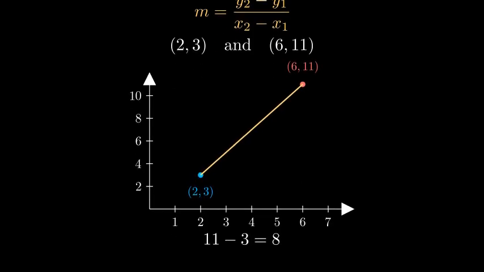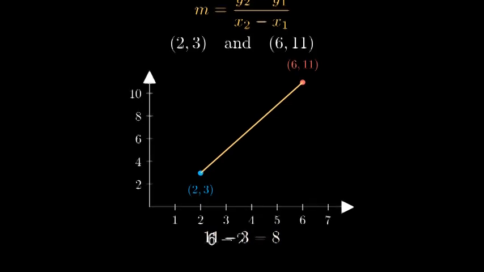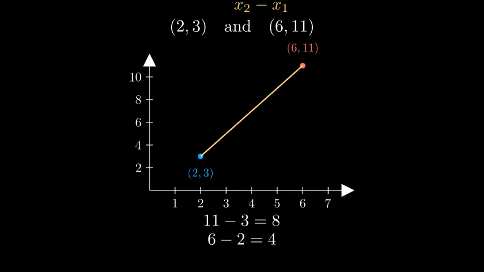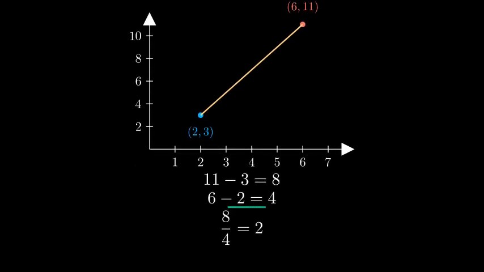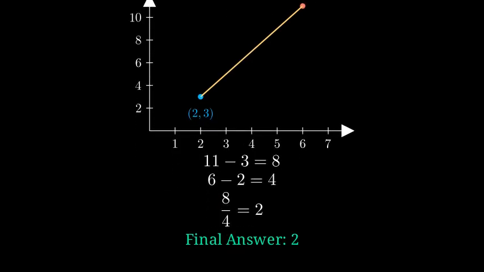Step 1. Subtract the y values. 11 minus 3 equals 8. Step 2. Subtract the x values. 6 minus 2 equals 4. Step 3. Divide. 8 over 4 equals 2. So the slope is 2.